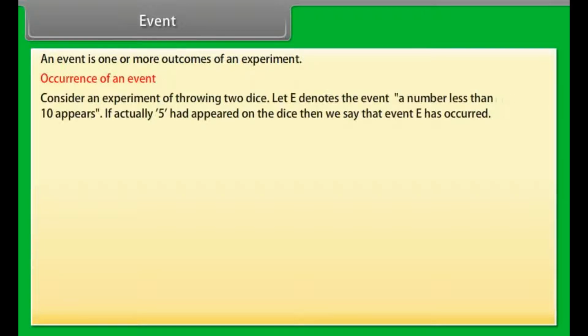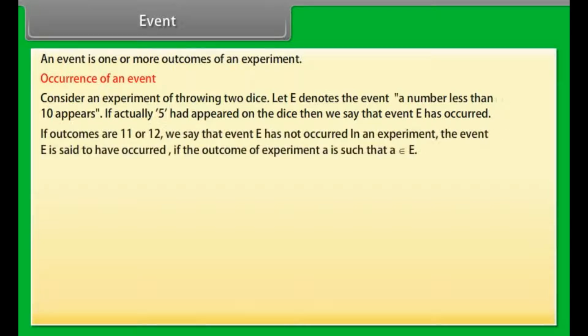Event. An event is one or more outcomes of an experiment. Occurrence of an event. Consider an experiment of throwing 2 dice. Let E denote the event: a number less than 10 appears. If actually 5 had appeared on the dice, then we say that event E has occurred. If outcomes are 11 or 12, we say that event E has not occurred. In an experiment, the event E is said to have occurred if the outcome A of the experiment is such that A belongs to E.